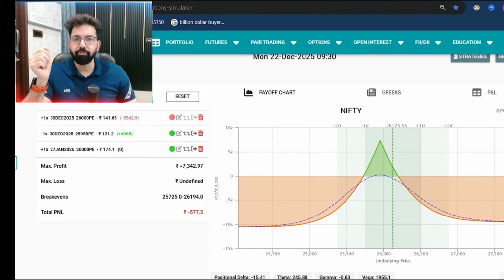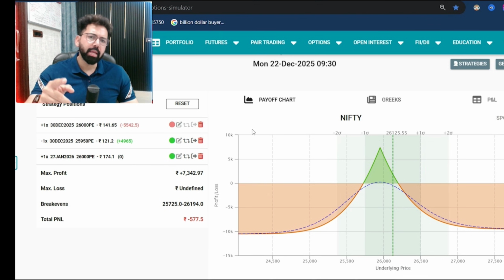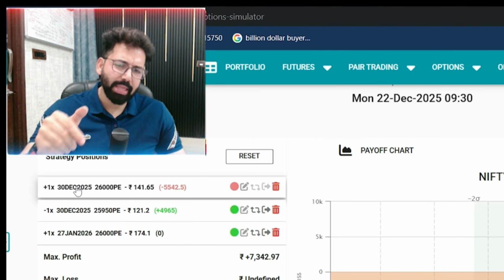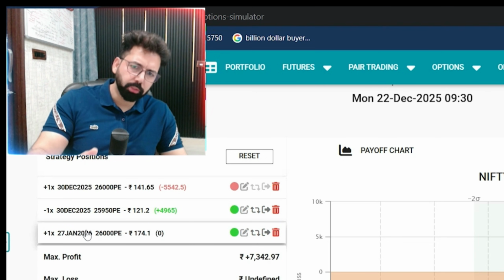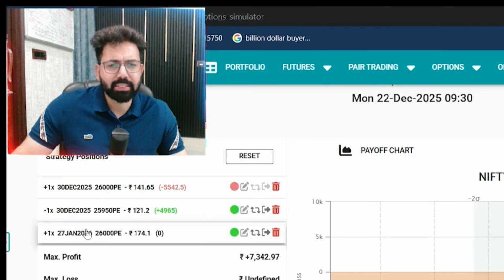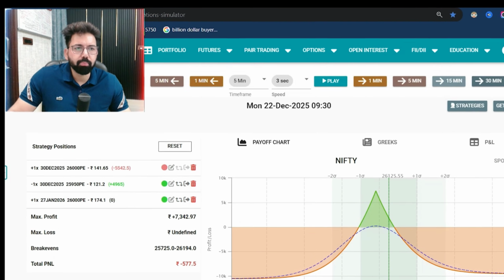Interesting, right? Very interesting. How come? Let me show you again. We exited the put in the current month, and then we went to the next month and longed the same put. Clear? So far, is it clear? Yes. Now let's see what happens with this trade as we move ahead.